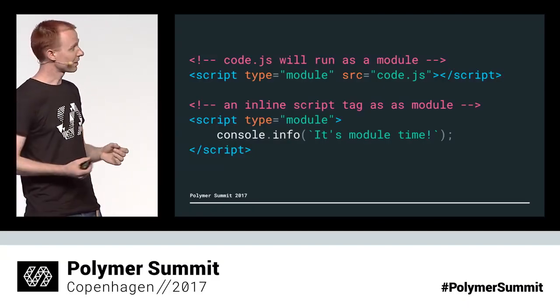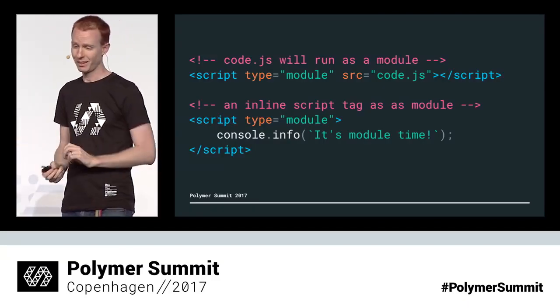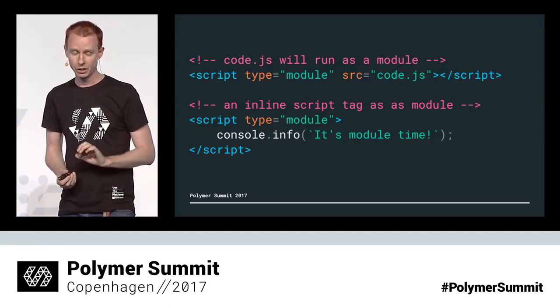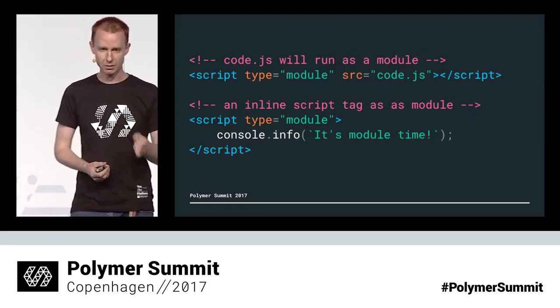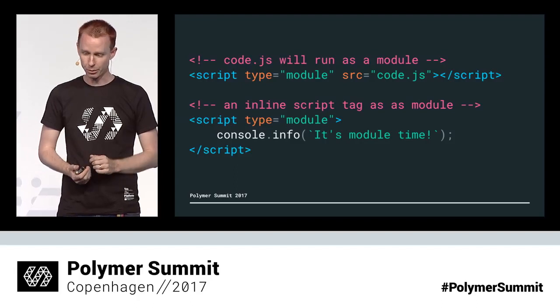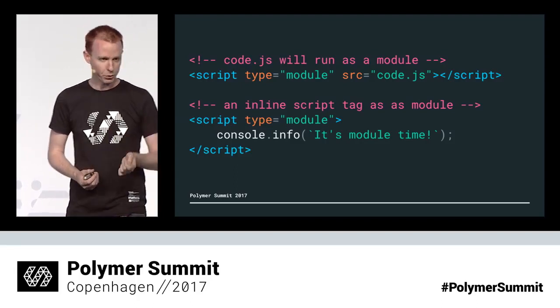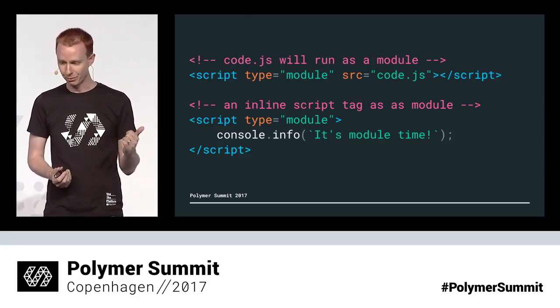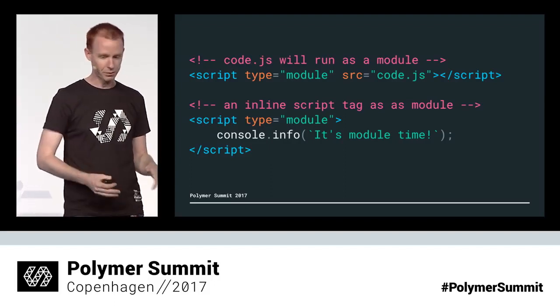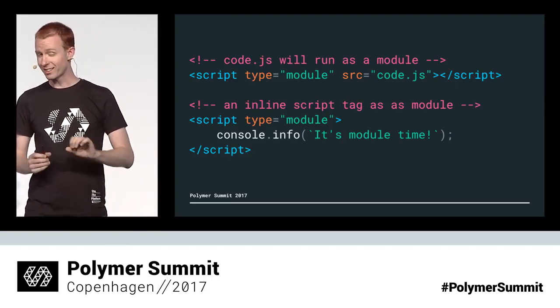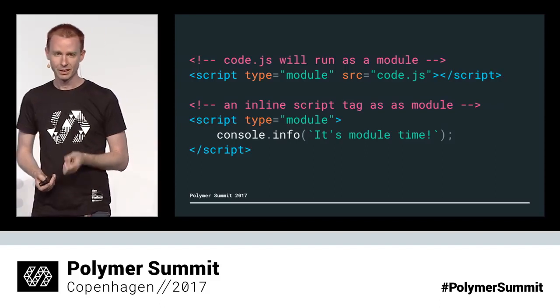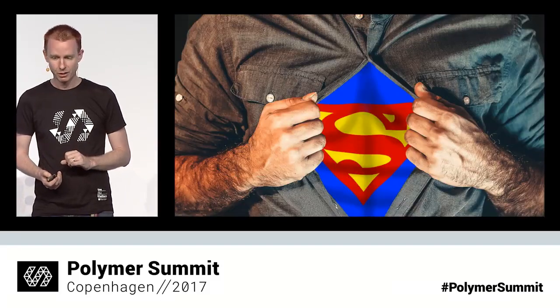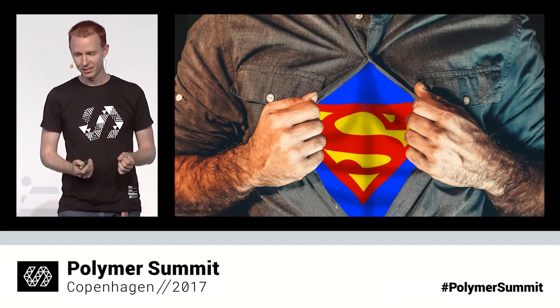So this is technically an example. This is how you use an ES6 module. You can either include a script file to run as a module, which is the code snippet at the top, or I can write a module script inline, which is what you see at the bottom. OK, this is great. I've specified type equals module, but what does this actually get me? Well, it gets you a couple of things. Firstly, it gives you superpowers.